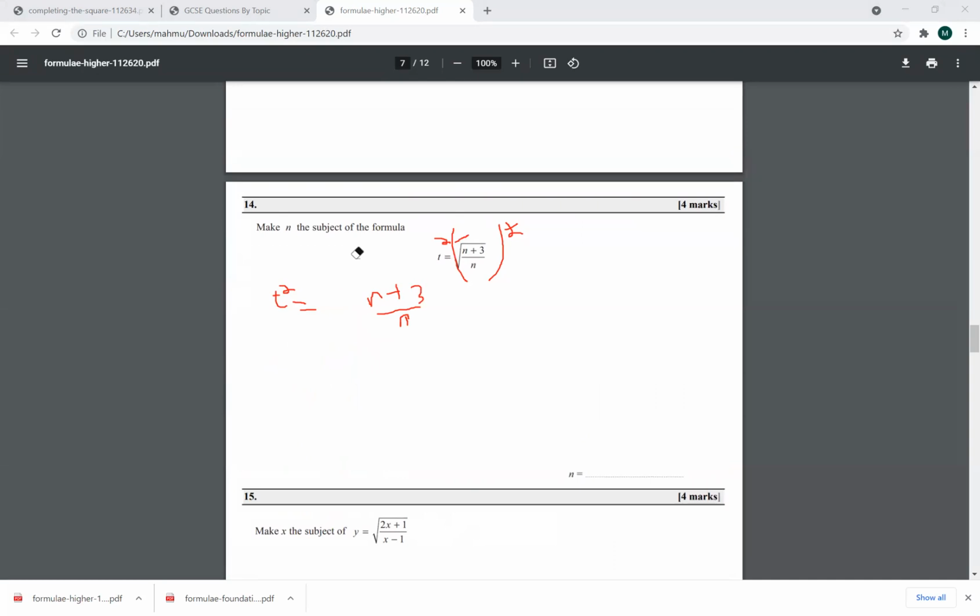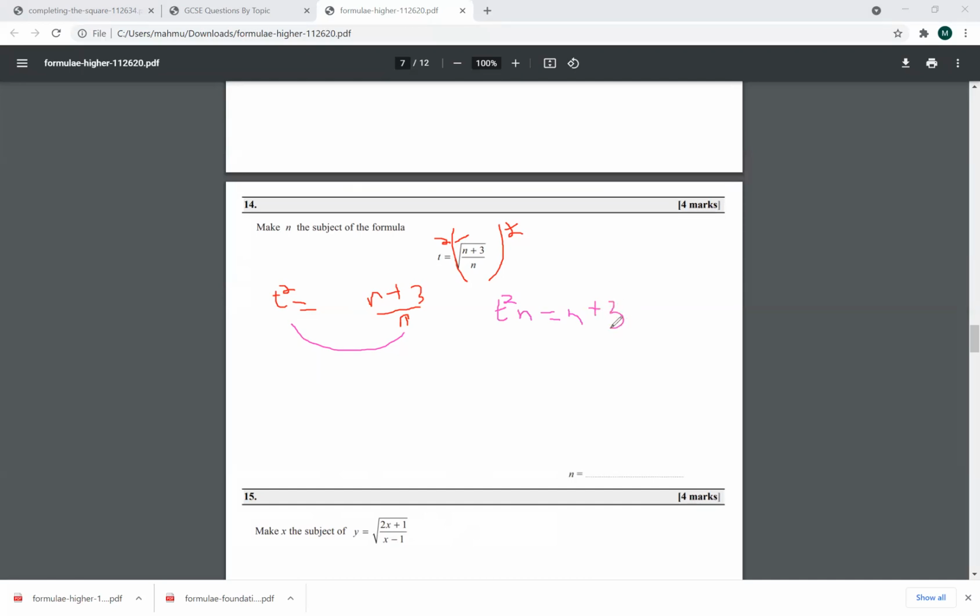Okay, so let's look at this. So if I got t squared there, the first thing now I will do is move this n to the other side. So what will happen if I move it to the other side? It flips. Flips to what? I'm moving this n to the other side. What happens now? It becomes a times. So t squared n equals n plus 3, yes?